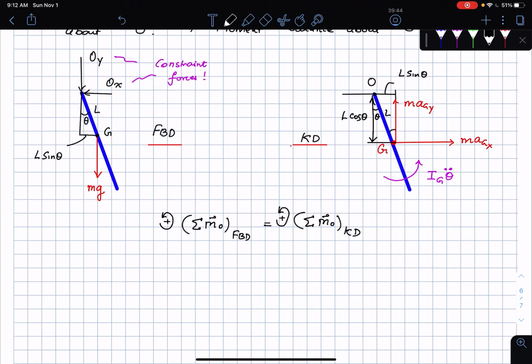Look at this. M times G about the point O, if you use a right hand rule, that's going to be a clockwise rotation. So in the free body diagram, I'm going to have minus mg times L sine theta. That's about it.